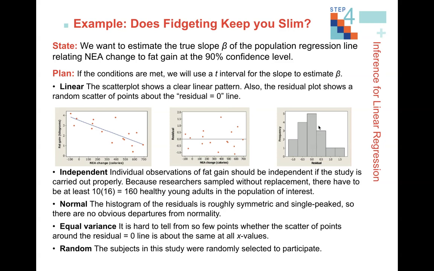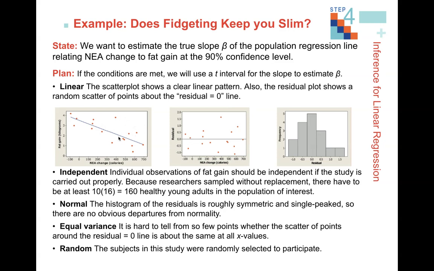Okay, so since we're doing inference, we're constructing a confidence interval, we need to go ahead and check the conditions, and our conditions are LINER. To check these conditions, you really need these two, and maybe a normal probability plot. But really, if you're just checking these two, you should be okay. Linear: the scatter plot shows a clear linear pattern. Also, the residual plot shows random scatter of points about the residual line 0. So we're checking both of these graphs.